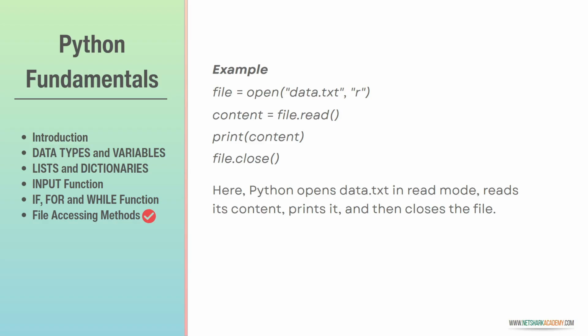Here, Python opens the file named data.txt in read mode, reads its content and saves it into the content variable. If we want to print that content with the print function, we can do that. And in the last, we will close the file. File accessing is essential when you want your program to handle large amounts of data, save logs, or process external input efficiently.